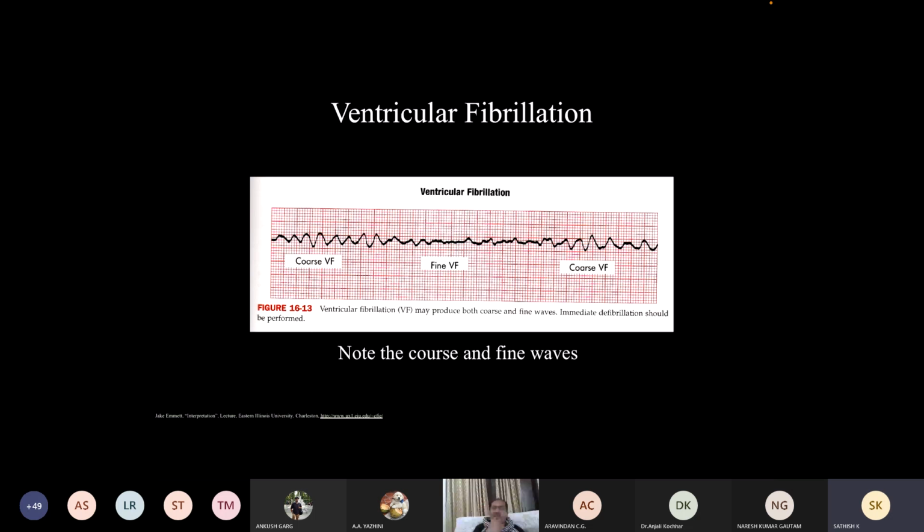Ventricular fibrillation. This is a fine and coarse wave. You can see this is ventricular fibrillation, and according to ACLS guidelines, you have to defibrillate the patient as soon as you see these waves.